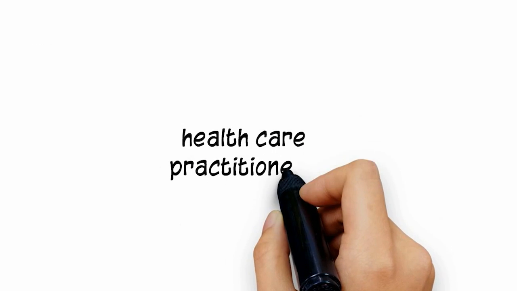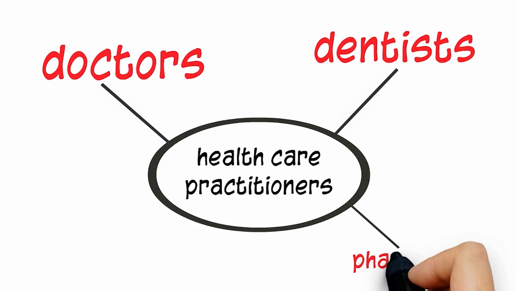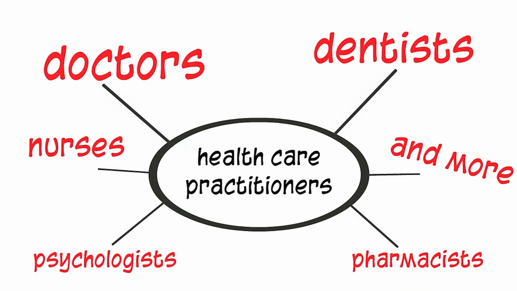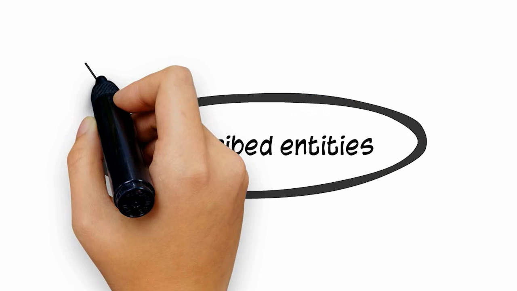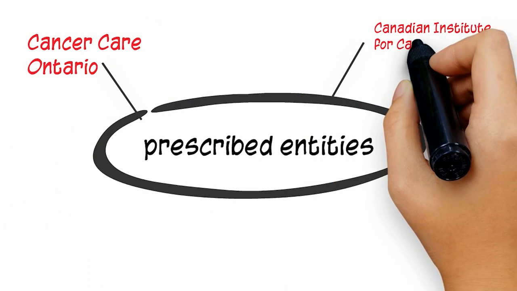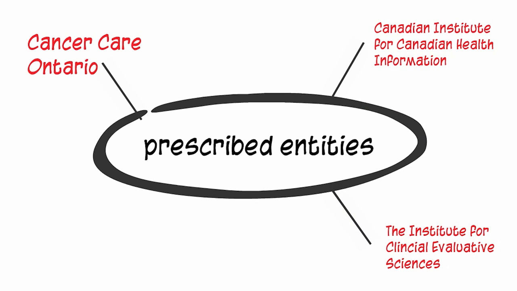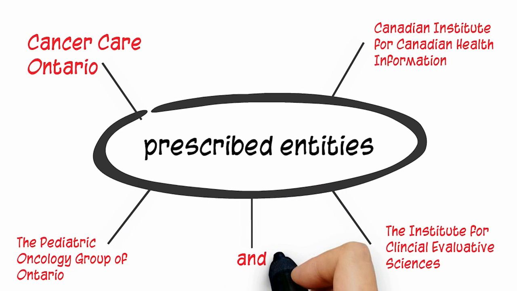HICs also include healthcare practitioners such as doctors, dentists, pharmacists, psychologists, nurses, and other healthcare professionals. Lastly, HICs may include prescribed entities like Cancer Care Ontario, the Canadian Institute for Health Information, the Institute for Clinical Evaluative Sciences, the Pediatric Oncology Group of Ontario, and more.